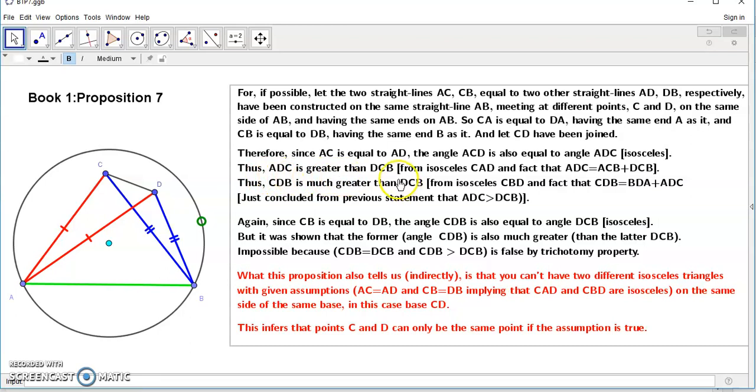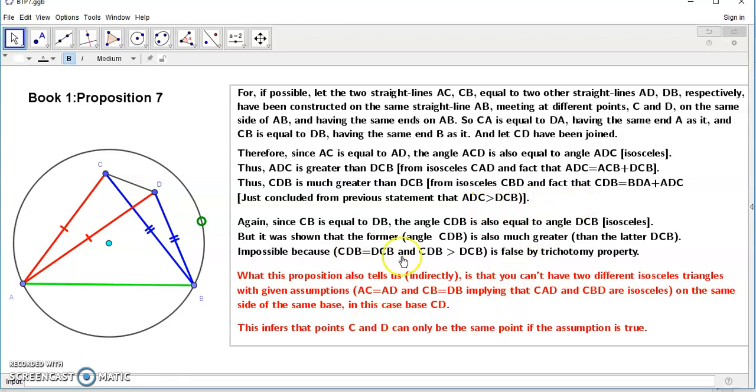The reason one can say, thus ADC is greater than DBC, is that we've already assumed that CAD is isosceles, and also the fact that ADC is equal to ACB plus DCB. Similarly, the next conclusion is also wrong, but based on the previous. It says that CBD is much greater than DCB, again from the fact that CBD is isosceles, and the fact that CDB is equal to BDA plus ADC. These are concluded from the previous statement that ADC is greater than DCB.